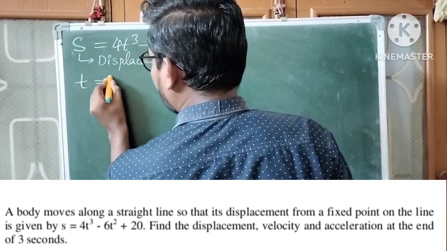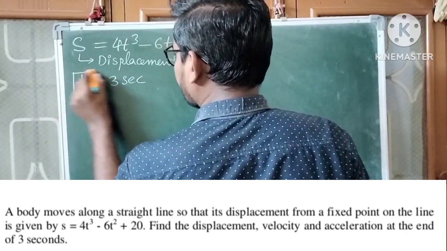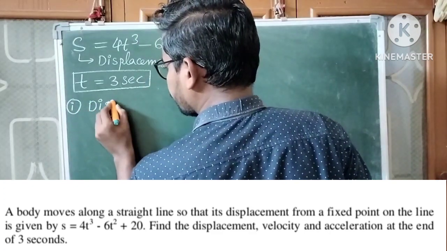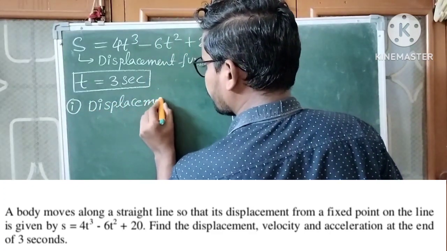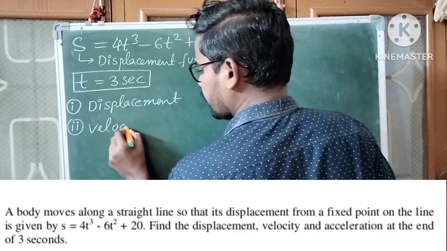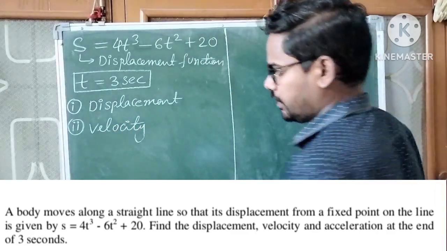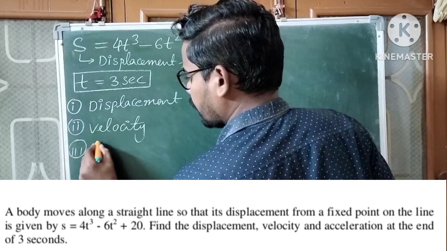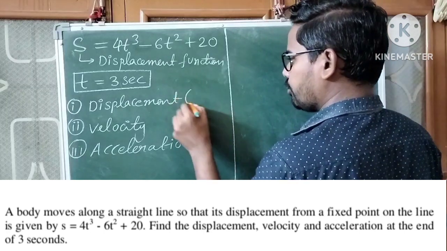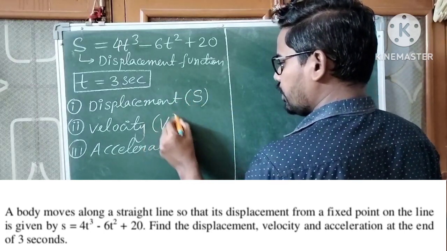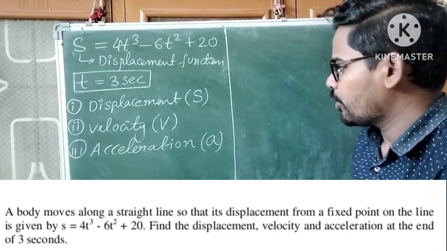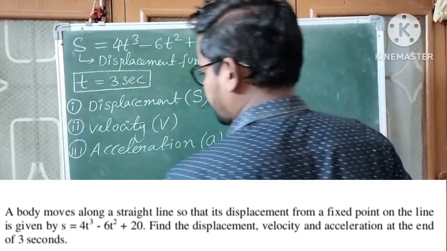So at the end of 3 seconds, we have to find first displacement, and velocity, and at last acceleration. Displacement is denoted by capital S, velocity by V and acceleration by small a. So S, V, A. First let us find displacement.